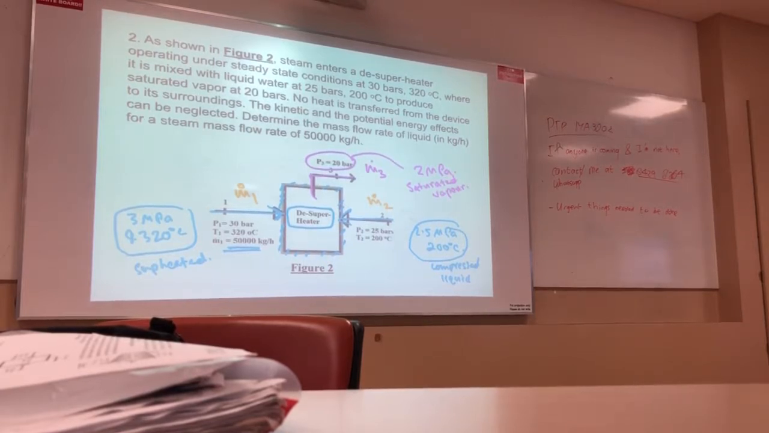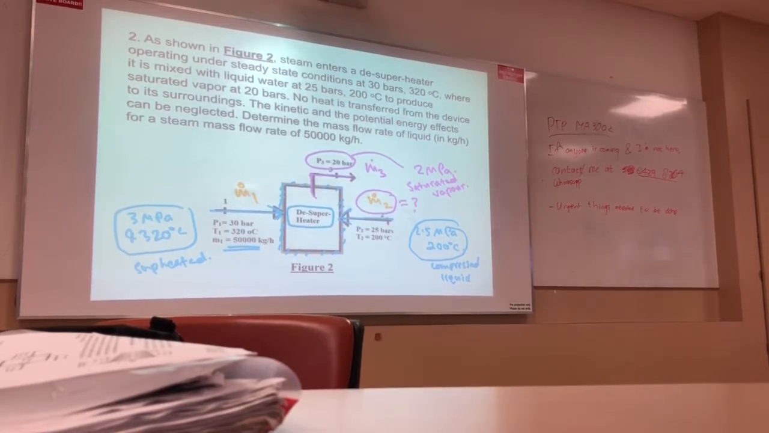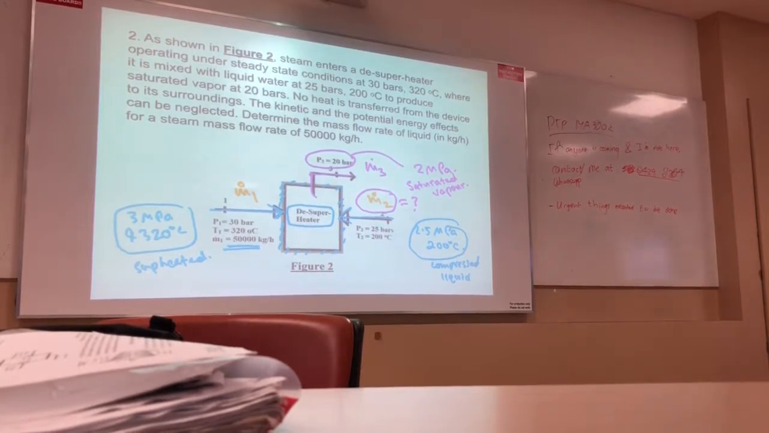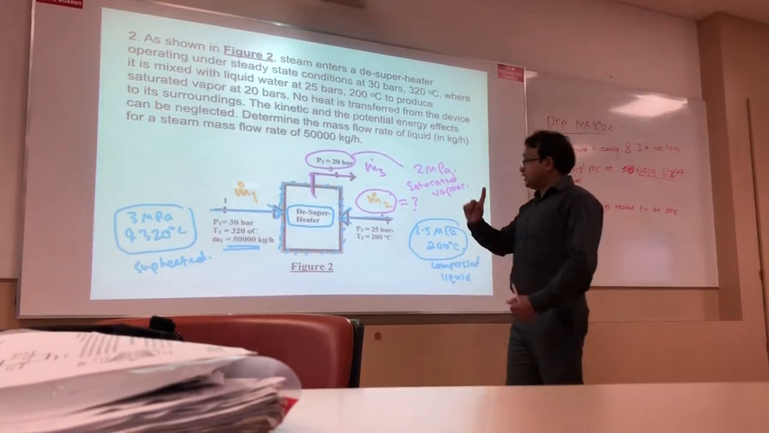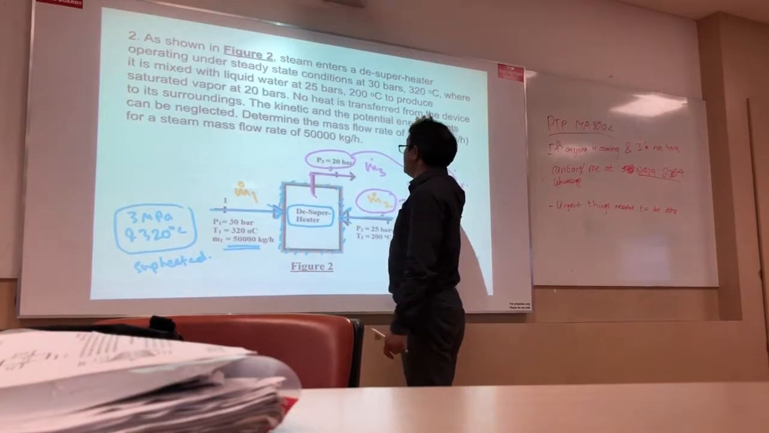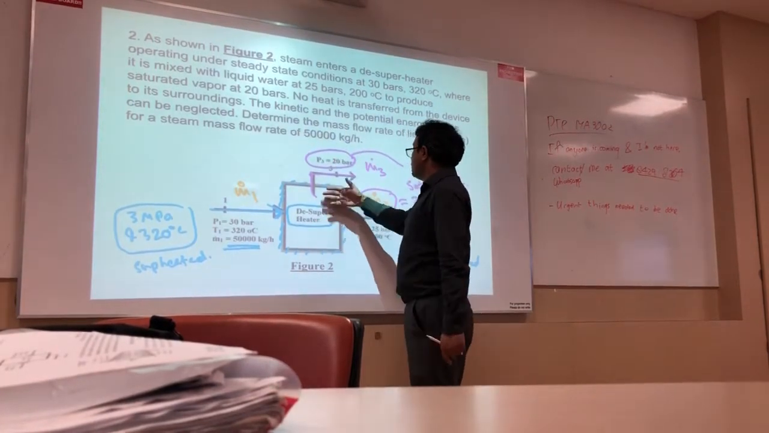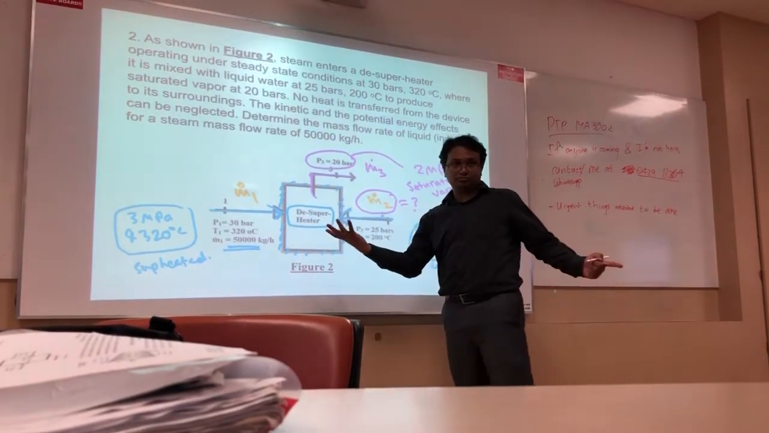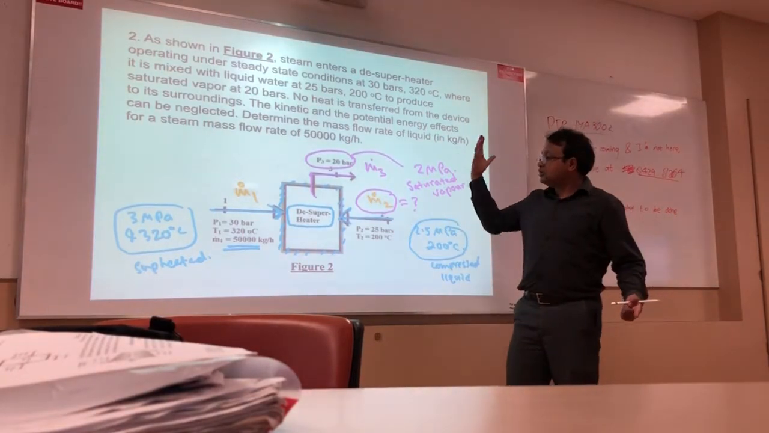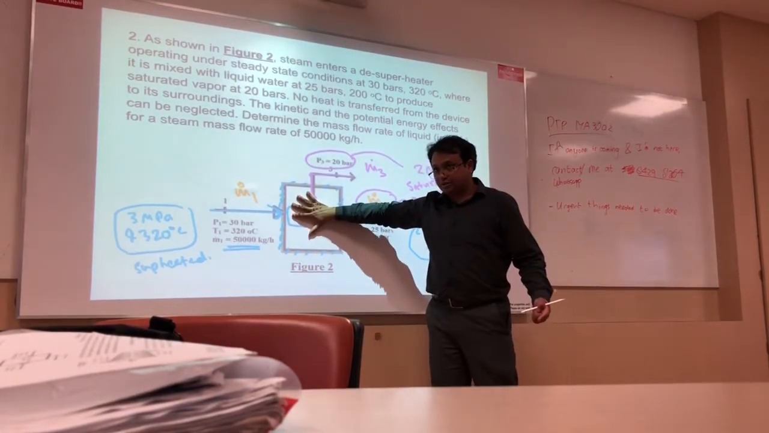Alright? And they ask: what is the mass flow rate at state 2? You have to find the mass flow rate at state 2. So how can you solve the question? They also mention that no heat is transferred from the device to the surroundings, that means Q out is 0. So this is the control volume, correct?